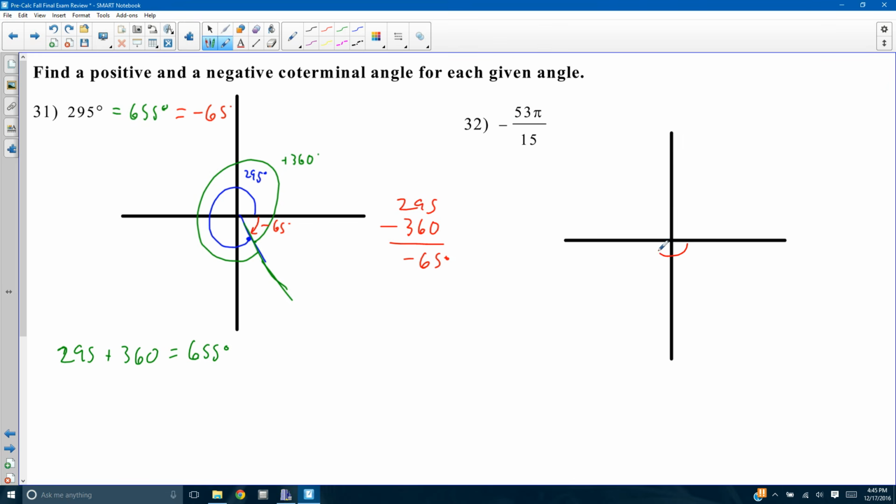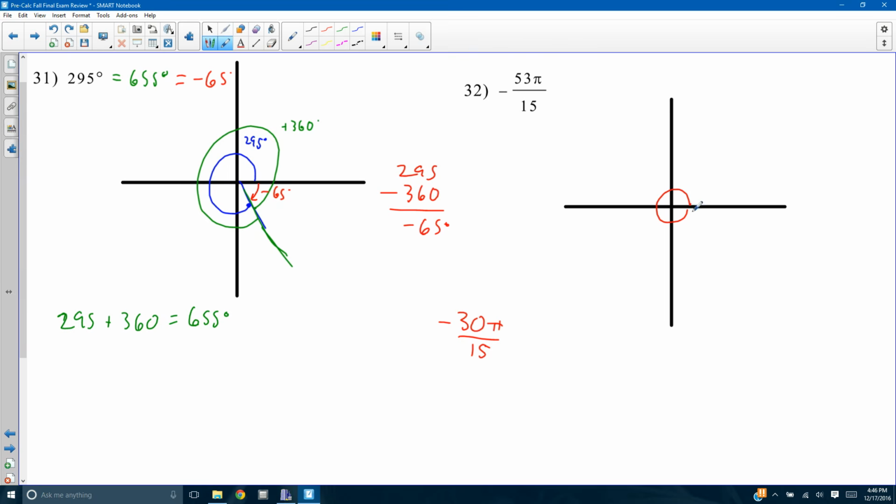Well, right here, if I go full circle around, I've gone negative 2 pi radians so far. So this is negative 2 pi radians, which over 15 is negative 30 pi over 15. So I've gone this far so far. If I continued to go another full 2 pi radians around, I would have gone past negative 53 pi over 15, because this would have been negative 60 pi over 15. So how much more do I need to subtract from here to get to here? It looks like another 23 pi over 15. So here's an equivalent to what we just wrote.